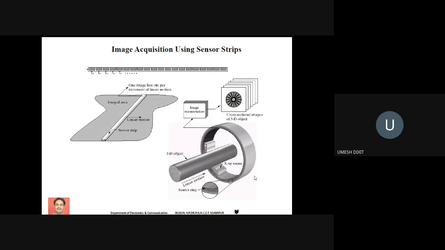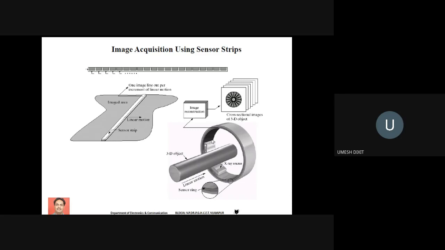So when the X-ray source passes through the object, the intensity of this X-ray is going to vary. That variation in intensity is captured by means of the sensors which are fixed exactly opposite to the X-ray source. The X-ray source and the sensor ring are mounted in a ring configuration. As they are allowed to rotate, they are going to produce a 3D cross-sectional view of the object.